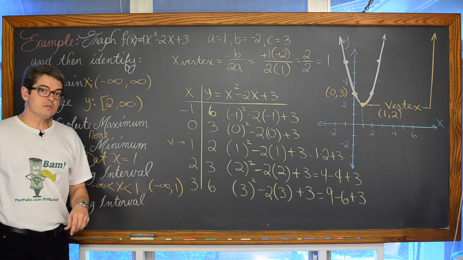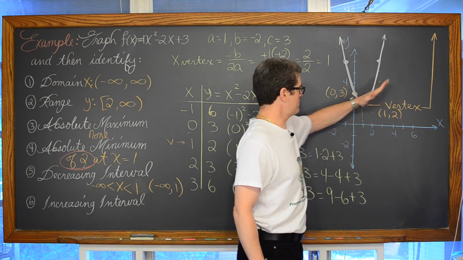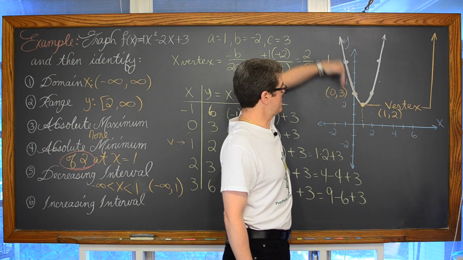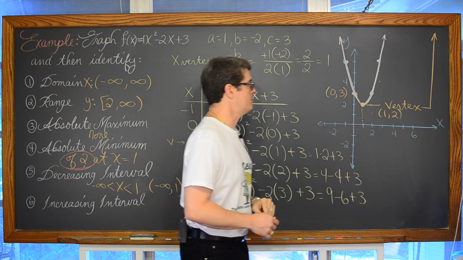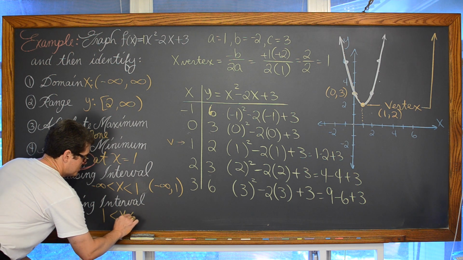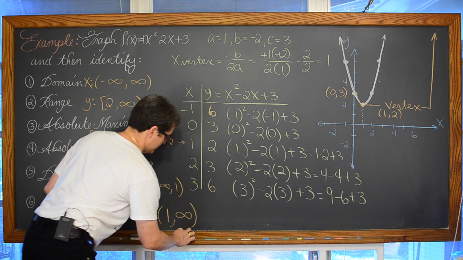Where's the function increasing? The function is going to be increasing from where the y value is getting bigger as x increases. Well, the graph is either going down to the right or it's going up to the right. There's no other interval, so it's going to be increasing from 1 to infinity, and that's going to be x is greater than 1 to infinity, or from 1 to infinity.